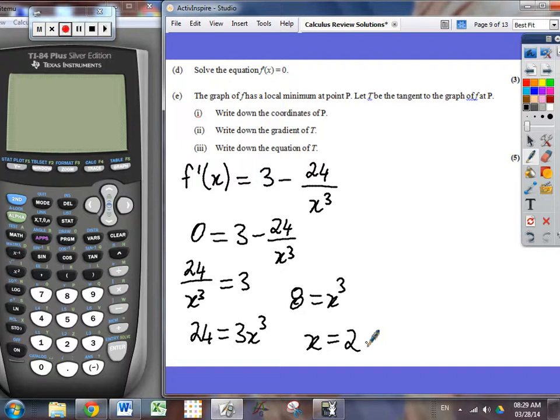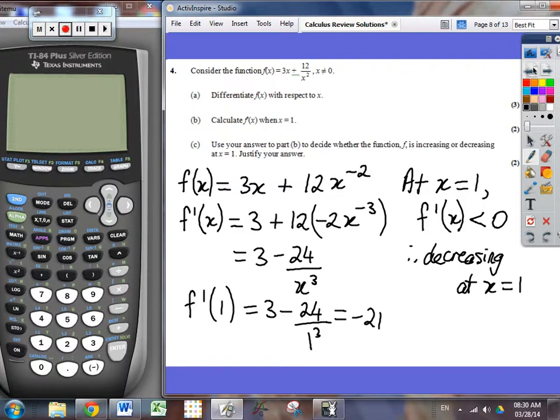Now in part E it says that the graph of f has a local minimum at point P. Well, we've found the only stationary point. The only stationary point is when x is equal to 2, so I guess that must be a minimum. But we can verify that first. Let's draw a sign chart, and our only stationary point is 2. I do want you to look out for another spot, though.